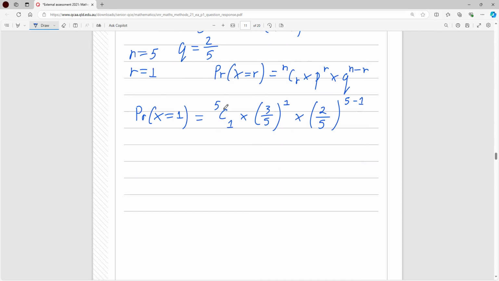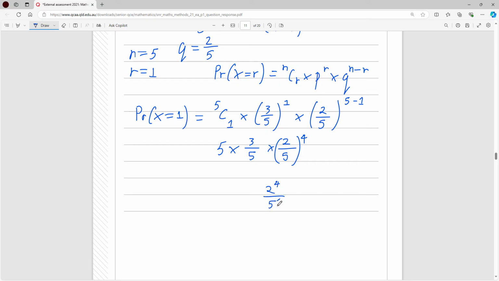Now, 5 choose 1 is just 5, okay? So we have 5, that's just going to stay the same because the power of 1 means really nothing. Here, that's going to be a power of 4, so 2 to the 4 over 5 to the 4. We can distribute that 4 now, okay? Now, we've got to work this out by hand, okay?